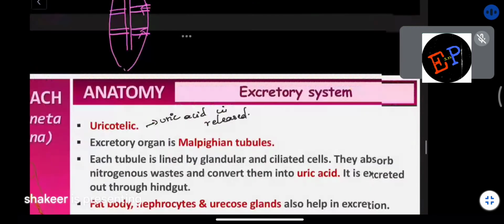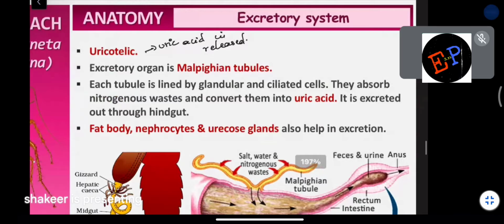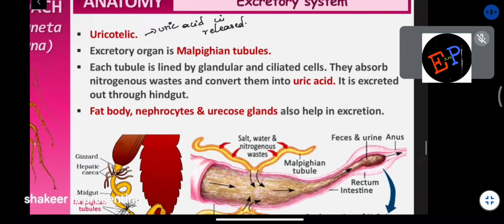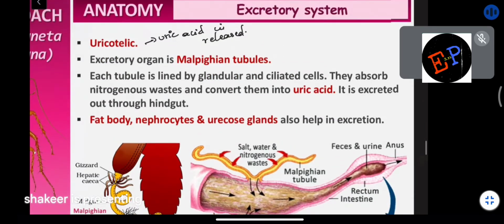So that is the respiratory system of the cockroach. Next, coming to the excretory system. They are uricotelic. What is meant by uricotelic? They release the waste to the atmosphere in the form of uric acid. Then they are called uricotelic.